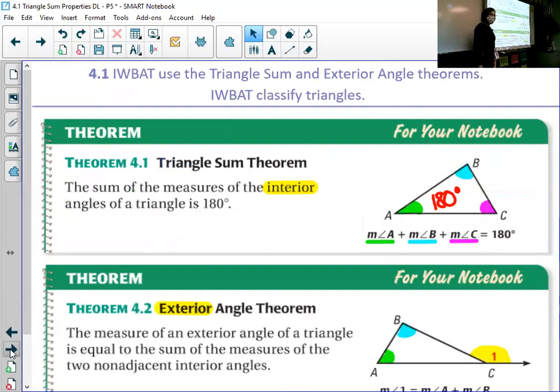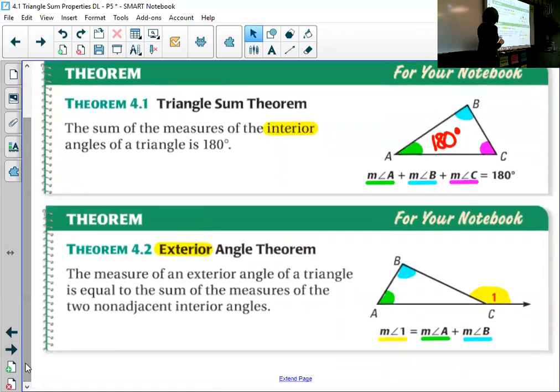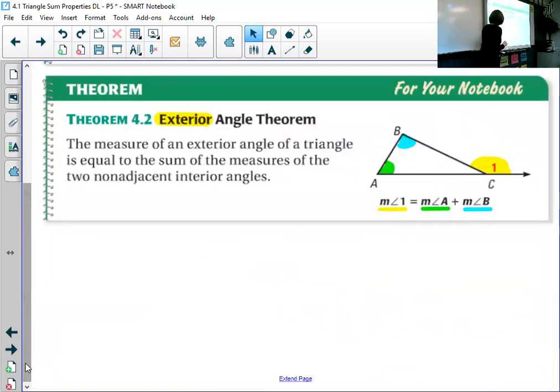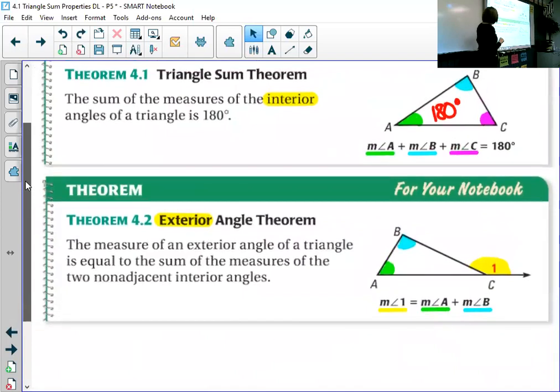So they all add up to 180 degrees. Now, maybe that's not a shock to you guys. Maybe you've seen that before. Maybe you haven't seen the exterior angle theorem before. And if you don't want to be writing all of the words down, you can at least draw your picture with your equation.